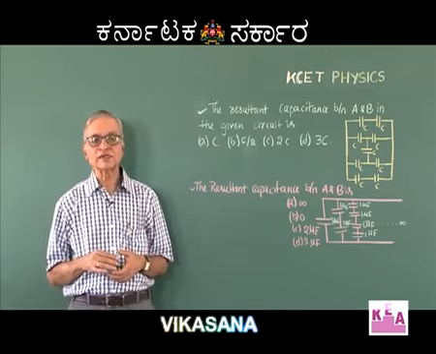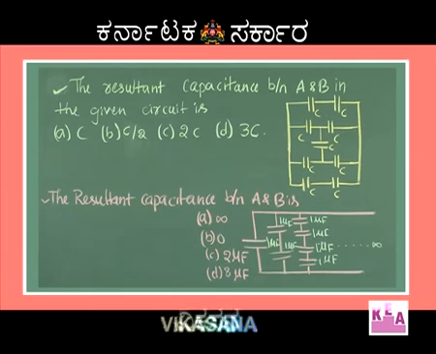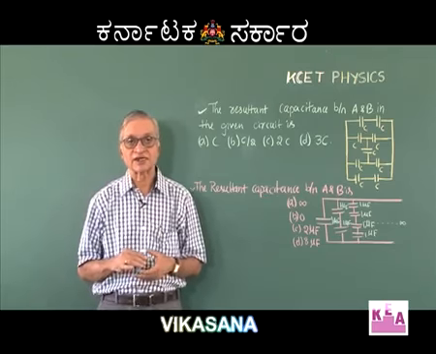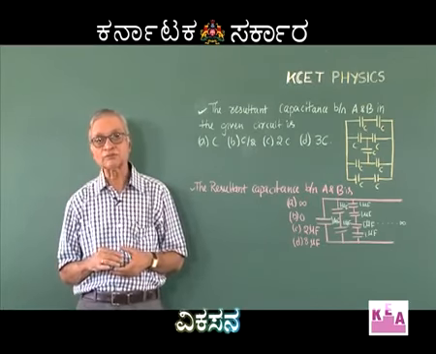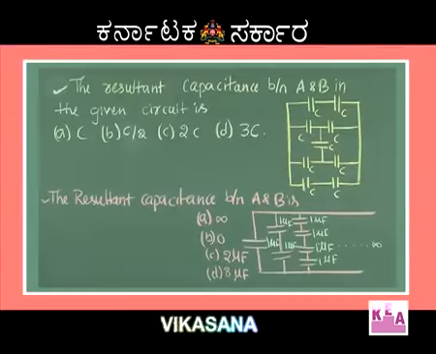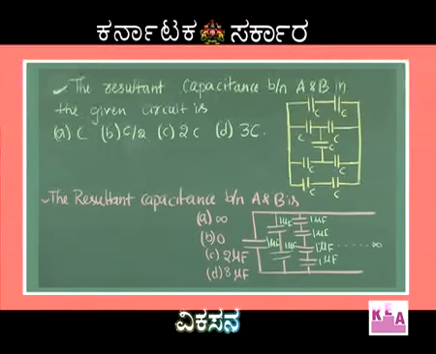The next question is based on a very, very important shortcut concept in both static and current electricity, that is the concept of symmetric circuits. Let me read the question and explain what is the concept involved in this question. The resultant capacitance between A and B in the given circuit is: option A, C; option B, C by 2; option C, 2C; option D, 3C.